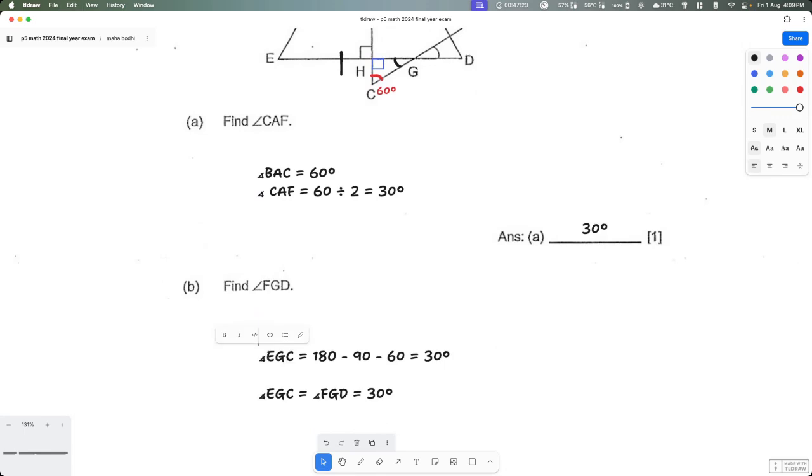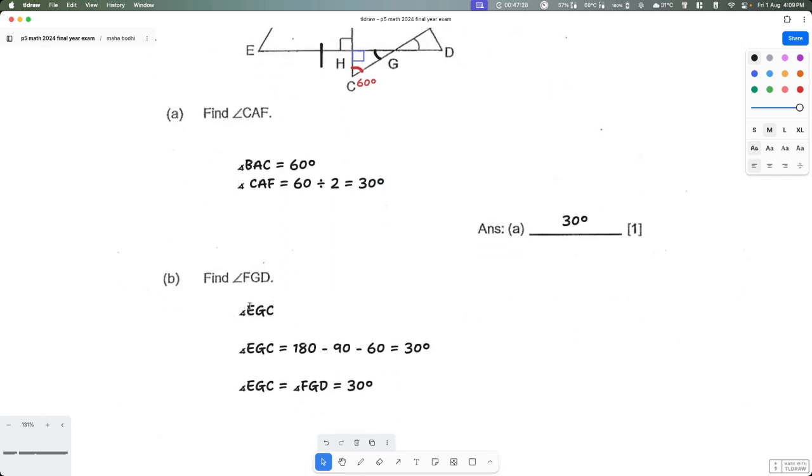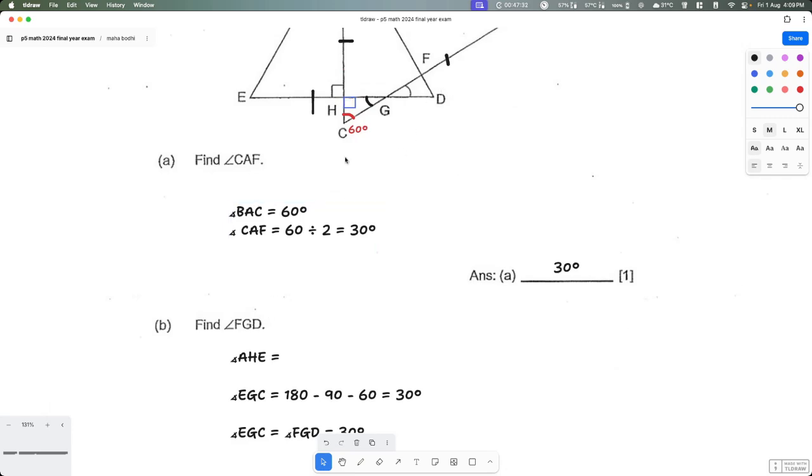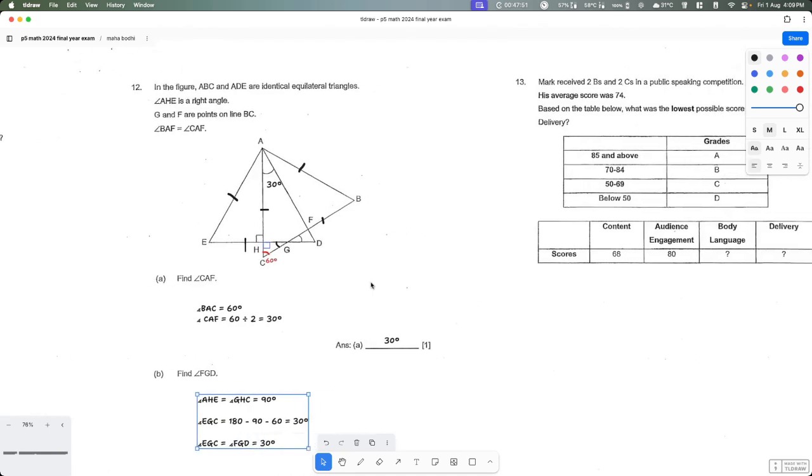So we also want to say that AHE is equal to DHC, right? Or GHC, which is basically in this case 90 degrees. Okay, 90 degrees, right? Okay, so pretty interesting to see this as well. All right, that's it. Okay, let's move on to the next question.